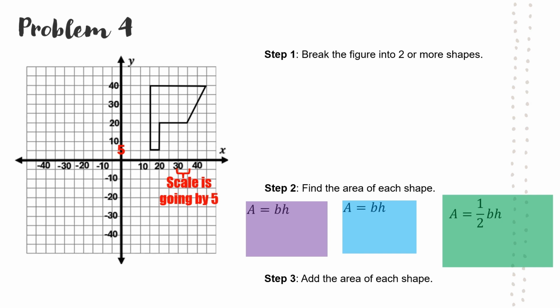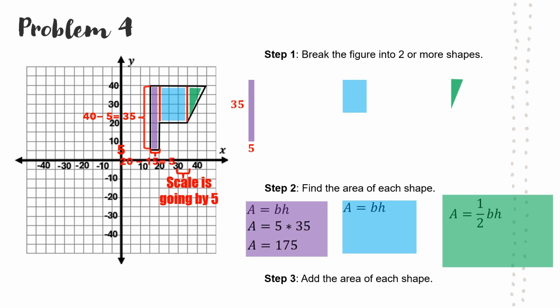For problem 4, the scale is going by 5. Once again we will begin by splitting the composite figure into 2 rectangles and a triangle. We will begin by finding the area of the long rectangle, by finding the height. To find the height, we will subtract the highest number 40 from the lowest number 5, which is 35. Next we will find the base by subtracting the right number 20 by the left number, which is 15, so the base is 5. After finding the base and the height, we will multiply them to find the area, which will be 175.